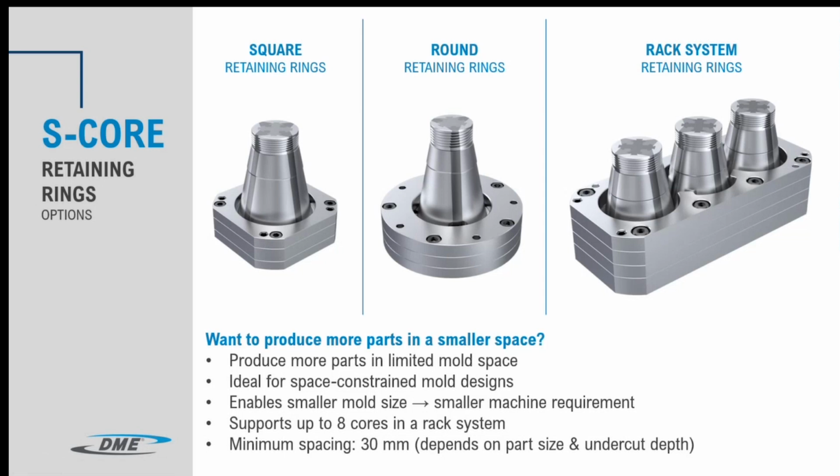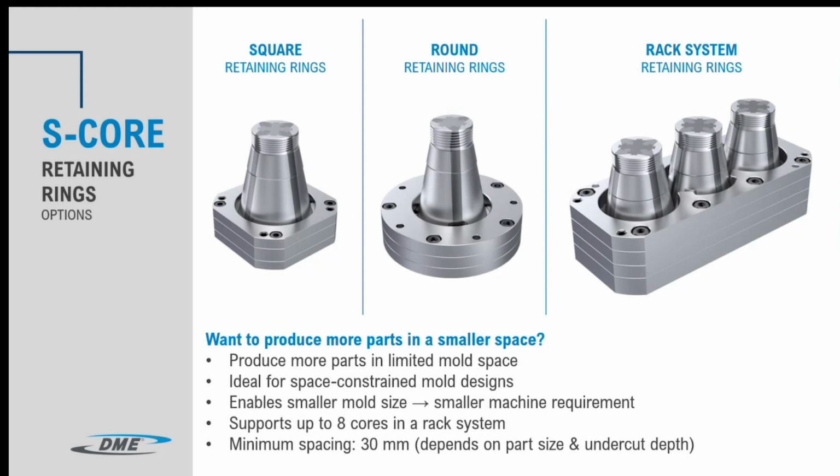When you see the retaining rings on the left in the square version, it means you do not need as much space in your tool as with the round retaining rings that we used in the past. So this is the reason why we normally use a square version: you do not need so much space in your tool. It means the tool can sometimes be smaller. You can sometimes use a smaller machine. So it's a reduction of cost for you as a customer to build your tool with our S-cores.